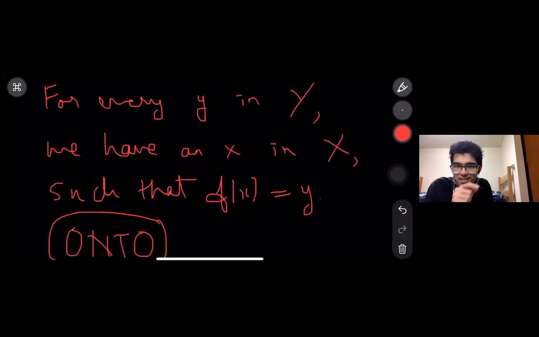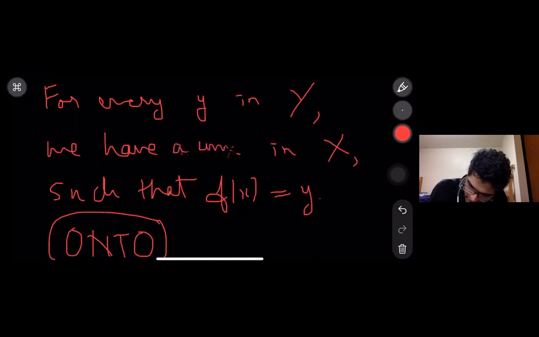We could define a bijection. We can just tweak this definition a little bit. The same definition for onto, we can change it a little bit. We can say, and here comes the definition which was given by Ruhi, and we can kind of use that definition over here. So what I will do is, we have a unique x.